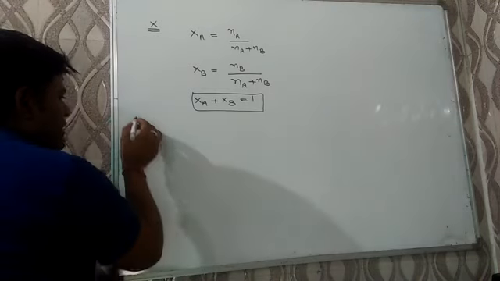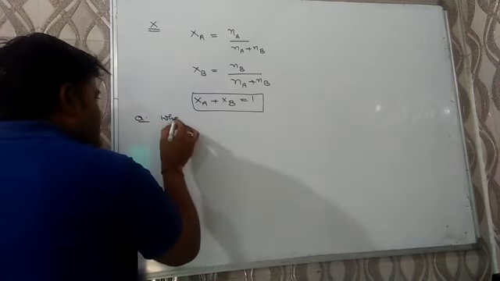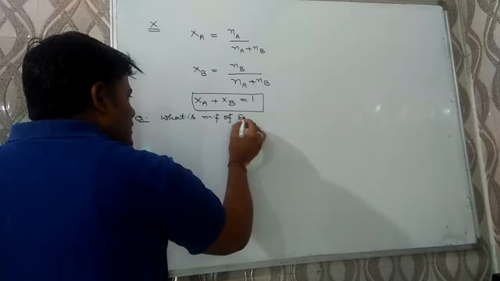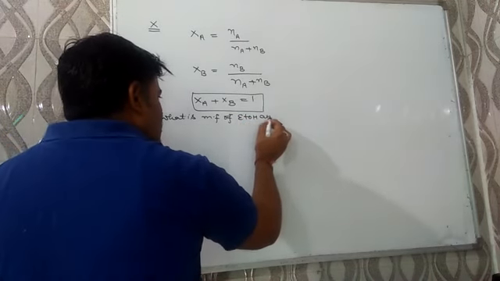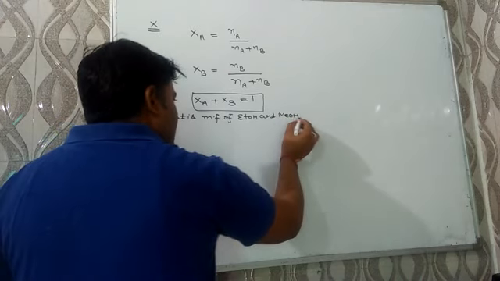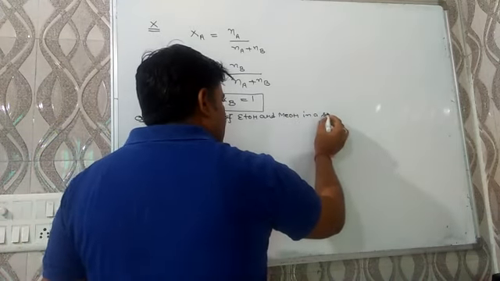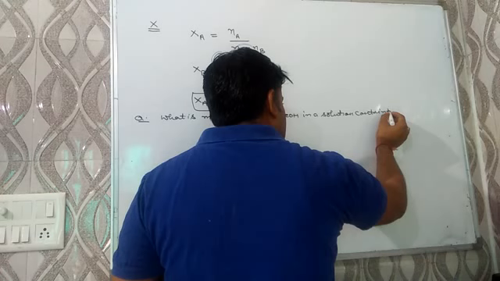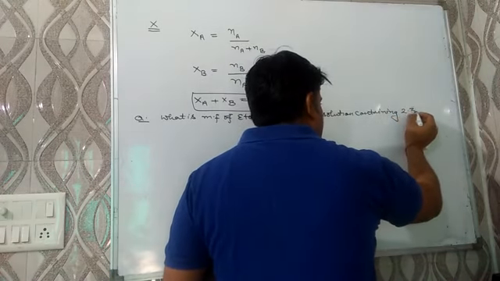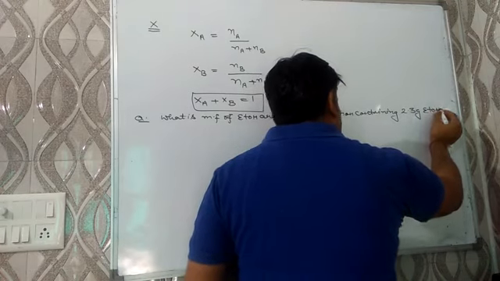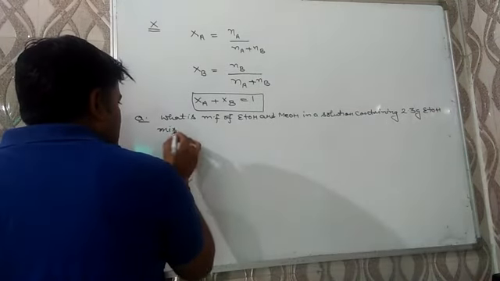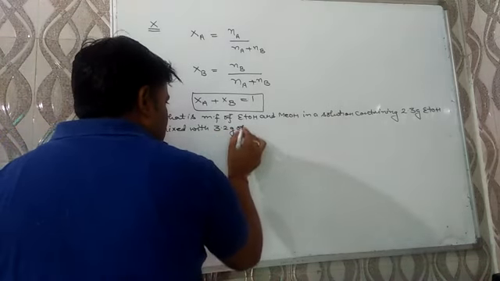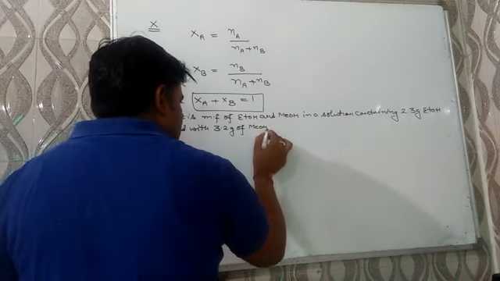Now I am taking a numerical here. What is the mole fraction of ethyl alcohol and methyl alcohol in a solution containing 2.3 gram of ethyl alcohol mixed with 3.2 gram of methyl alcohol?